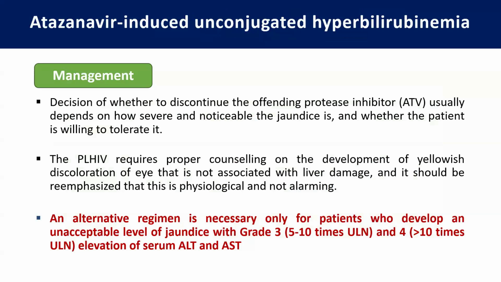But first we do need to counsel that it is harmless and it is just a cosmetic thing, and we have to assure the patient that liver damage is not occurring. Then many patients do continue the same treatment. So an alternative regimen is necessary only for patients who develop an unacceptable level of jaundice, or hepatotoxicity, that is very high liver enzyme levels, 5 to 10 times upper limit of normal, or more than 10 times elevation of ALT and AST.